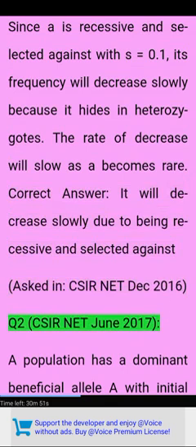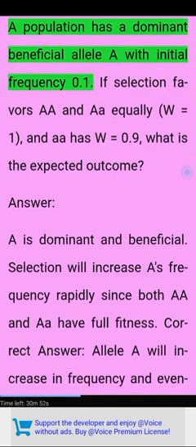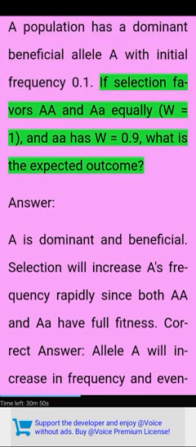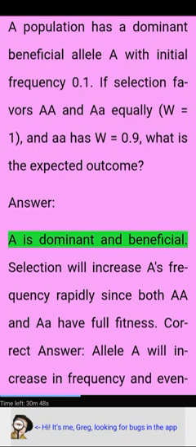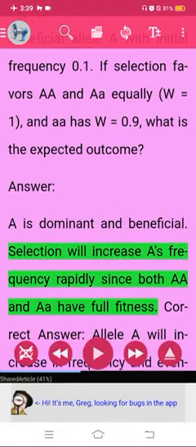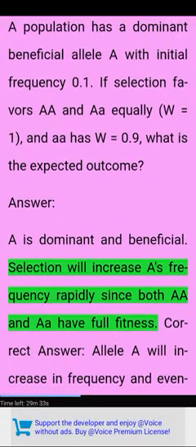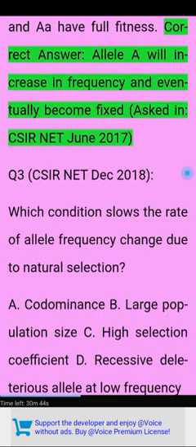Q2, CSIR NET June 2017. A population has a dominant beneficial allele A with initial frequency 0.1. If selection favors A and a equally, with W equals 1 for A and W equals 0.9 for a, what is the expected outcome? Answer. A is dominant and beneficial. Selection will increase A's frequency rapidly since both AA and Aa have full fitness. Correct answer: allele A will increase in frequency and eventually become fixed. Asked in CSIR NET June 2017.